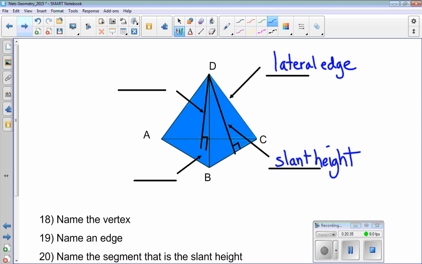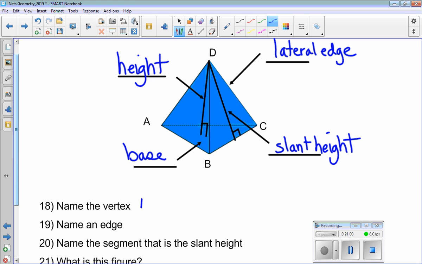How about D? I'm not even sure what that is. How about this one at the top left? I don't think it has a letter at the bottom. It's just a regular old height. It goes right from the vertex, that D, straight down perpendicular to the base. And then what's the bottom? It's called a base. Okay, good. So what's the vertex in the figure? D. How many edges do we have? I counted 3. Let's name one. DA, DB, and DC. Doesn't matter which one we pick. Let's be patriotic. Okay, DC it is.